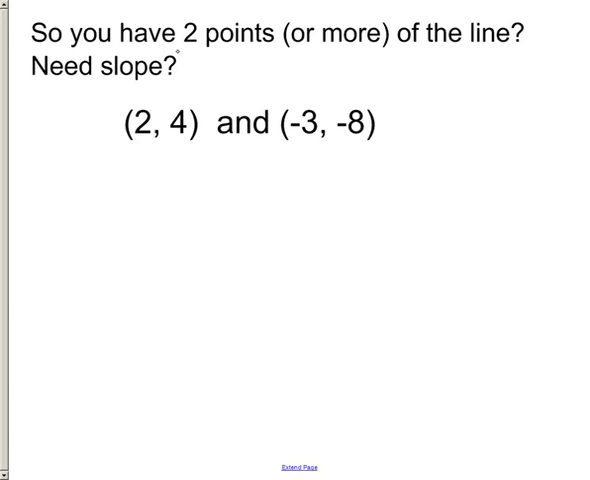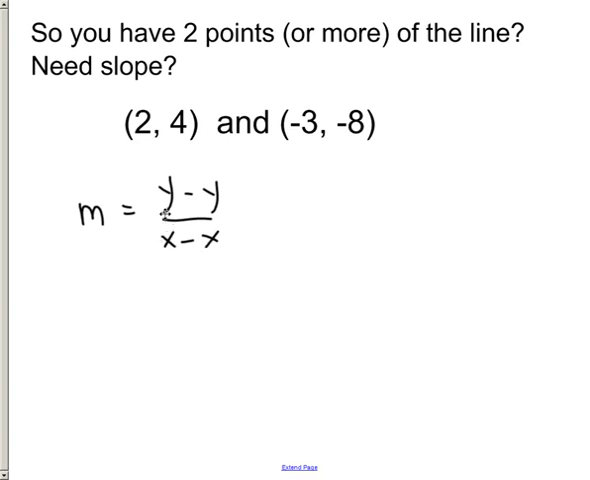So if you have 2 points, let's say that this point was on the line, (2, 4), and let's say that this point, (-3, -8), was on the line. They're on the same line, and we said, what's the slope of this line that went through these 2 points? And this is all that they give us. We break out our equation. m equals y minus y over x minus x.